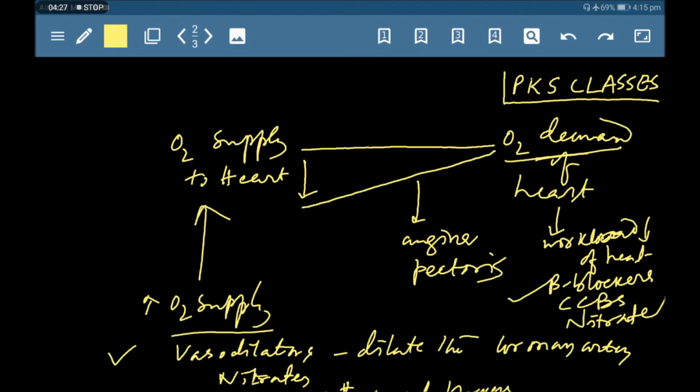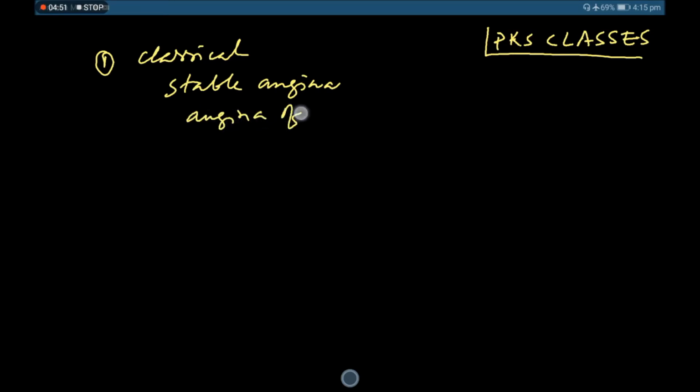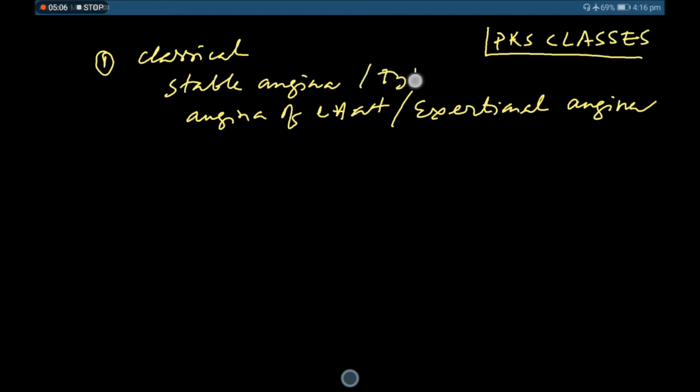So now let us discuss the types of angina. There are three types of angina, and one is classical angina, also called stable angina, angina of effort, or exertional angina. The same names are used to describe the same condition. We also call it typical angina.